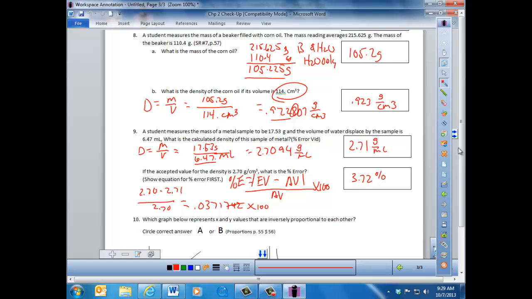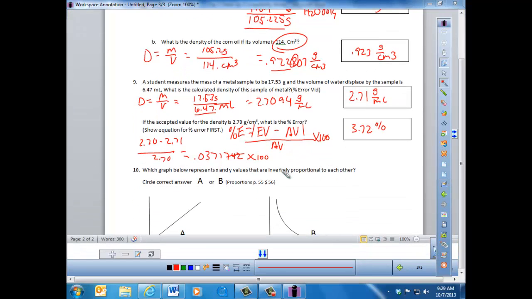Okay? Now, on pages 55 and 56, there's a whole essay on this direct proportion and inverse proportion. Direct proportion says that as x gets larger, so does y. Over here we're talking about as x gets larger, y gets smaller, okay? So this is the inverse. B is the inverse.